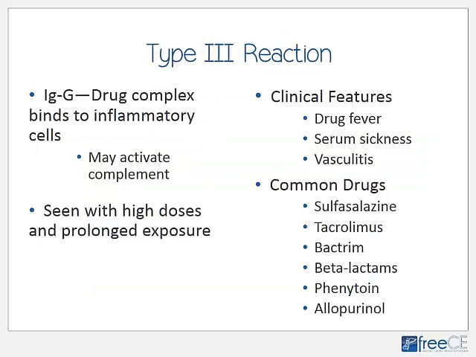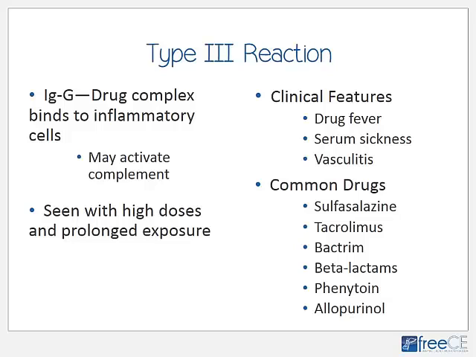Type 3 reactions are also IgG mediated, but it also involves the formation of a drug complex. This, again, is a delayed response. This can take up to 1 or even more weeks after exposure, so it can be a little bit longer than our type 2 reactions. And it takes a while to develop because you need that extra time to produce enough antibodies to generate the symptoms we actually see. Like the type 2 reactions, it also is quite uncommon.